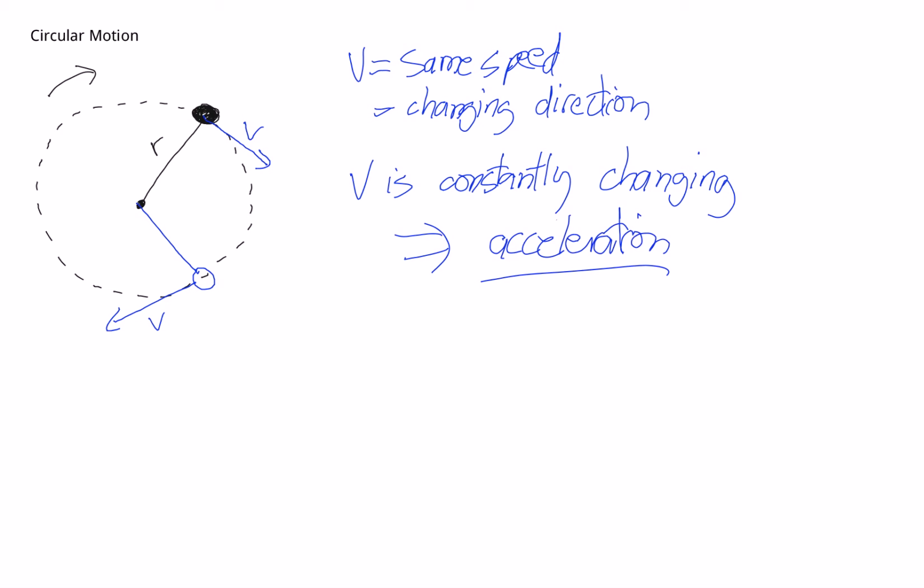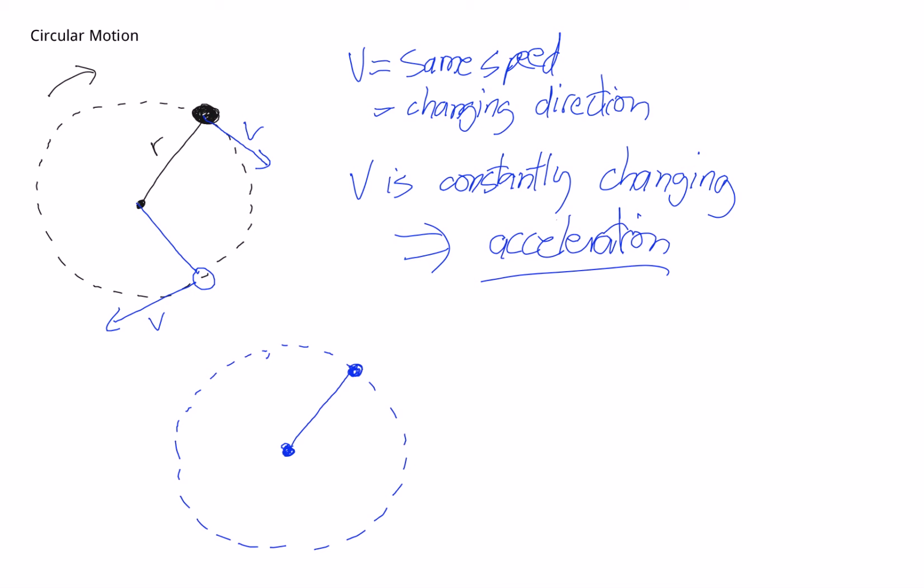Okay, so the key thing to understand with circular motion is even though the speed itself doesn't change, it can be moving at a constant 2 meters per second or whatever, because our direction's changing, our object has to be accelerating. If our velocity is changing, that means we have acceleration. So the question is, what direction is our acceleration? And what are we going to call it?